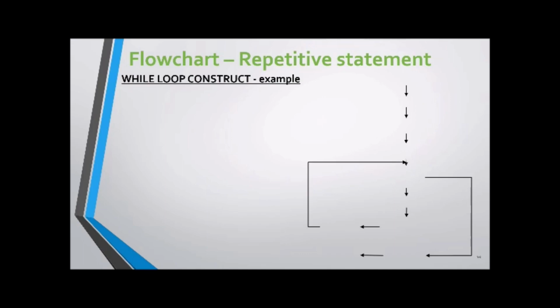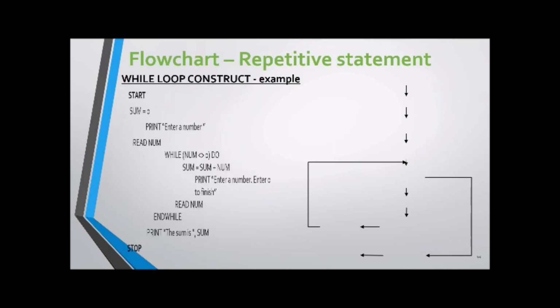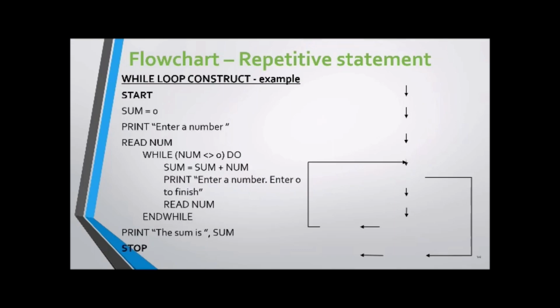This example illustrates the use of pseudocode that initializes a variable, sum, to 0. It then prompts for and allows the input of a number. A while loop is then used that first evaluates whether the number is not equal to 0. If this is true, the number is totaled.